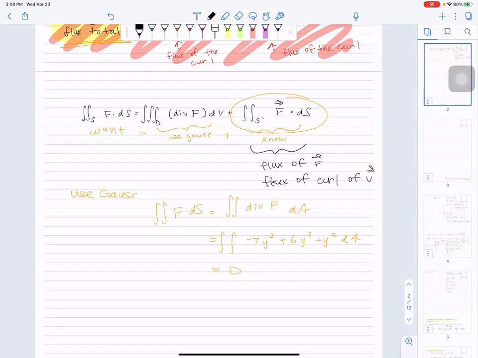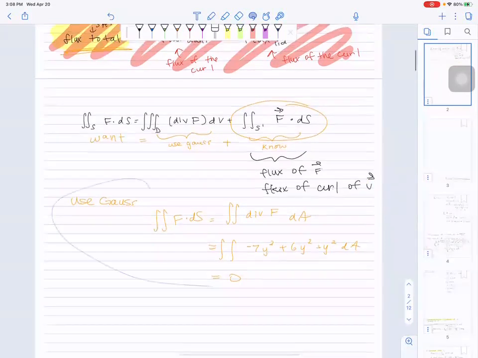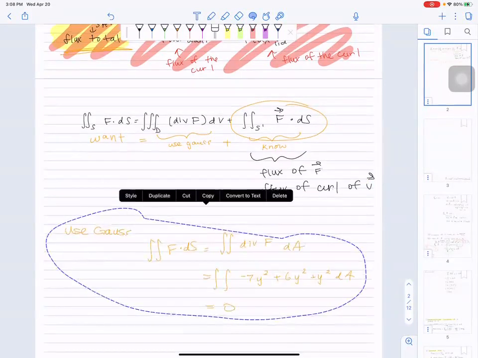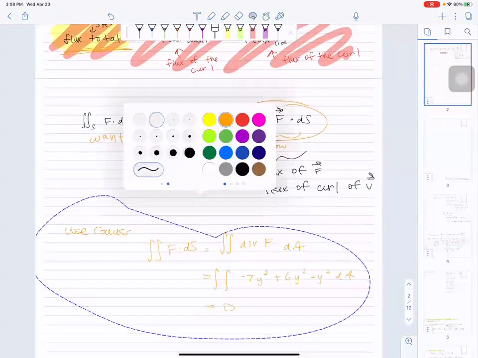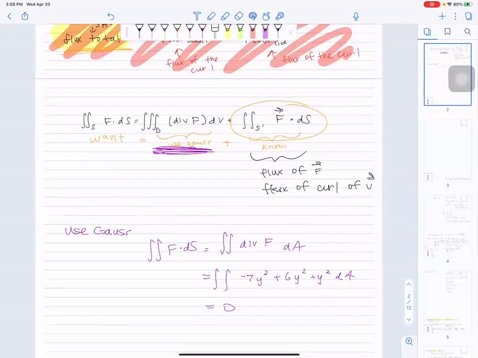Okay, so this part had a lot of layers to it. But now we're at this part, right? So let's find the total divergence. Total divergence, we saw 0.